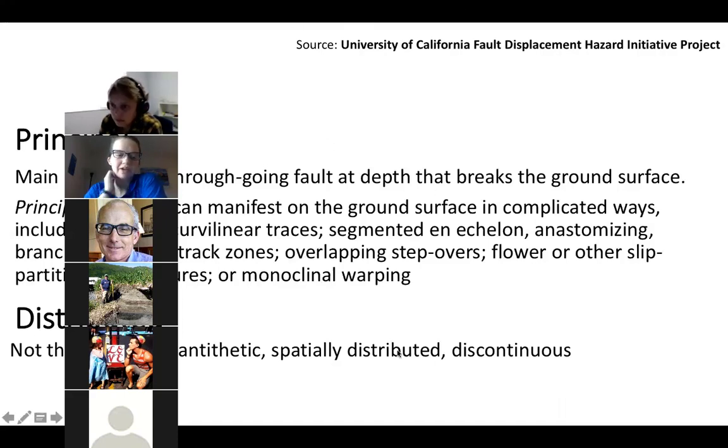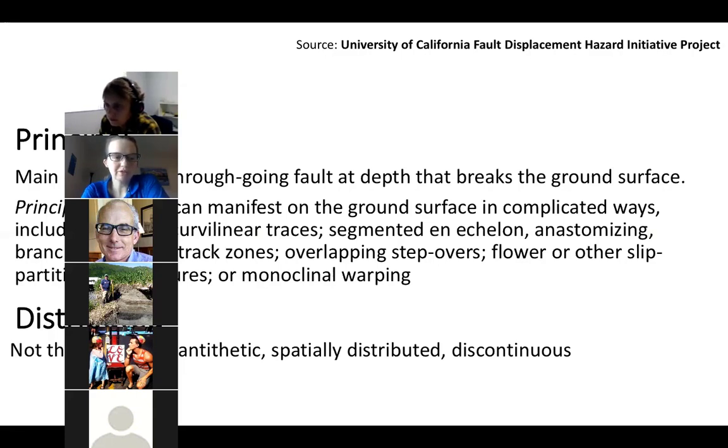So in your mapping, as we've discussed, you'll want to think about whether the structures that you're mapping are the principal fault of that fault system, or whether they represent a distributed structure that may be some distance away from the main faults. So here are some definitions to keep in mind, and then I'll show some examples which will hopefully help you visualize these definitions in a little more detail.